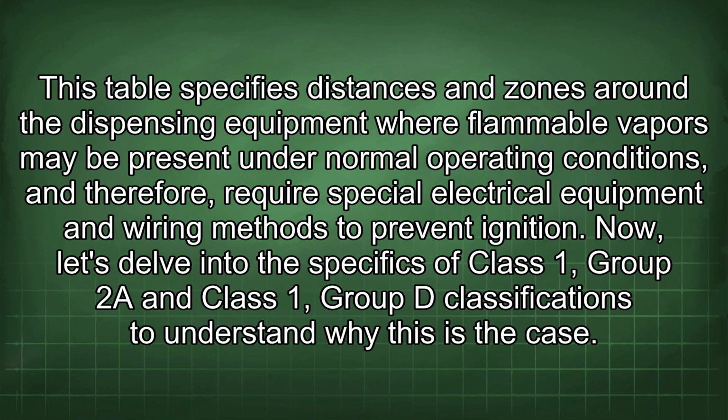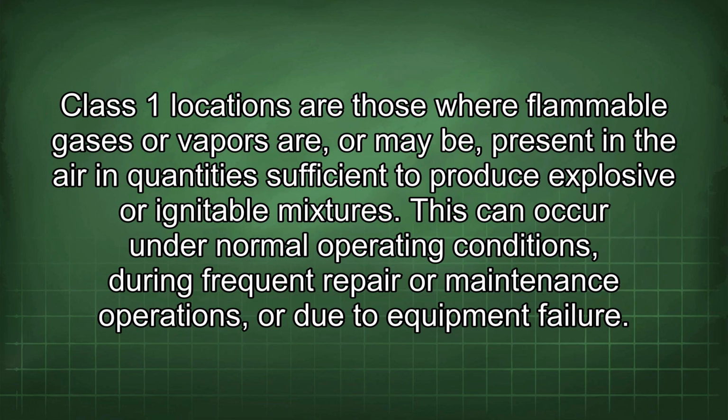This table specifies distances and zones around the dispensing equipment where flammable vapors may be present under normal operating conditions, and therefore require special electrical equipment and wiring methods to prevent ignition. Now let's delve into the specifics of Class 1, Group 2 and Class 1, Group D classifications. Class 1 locations are those where flammable gases or vapors are, or may be, present in the air in quantities sufficient to produce explosive or ignitable mixtures. This can occur under normal operating conditions, during frequent repair or maintenance operations, or due to equipment failure.